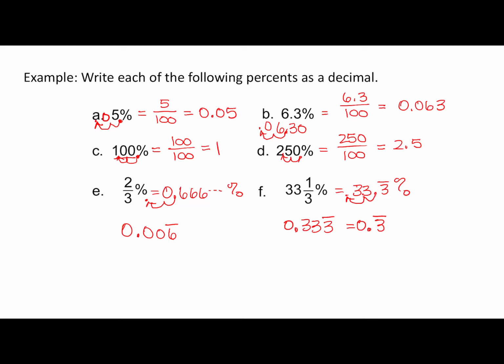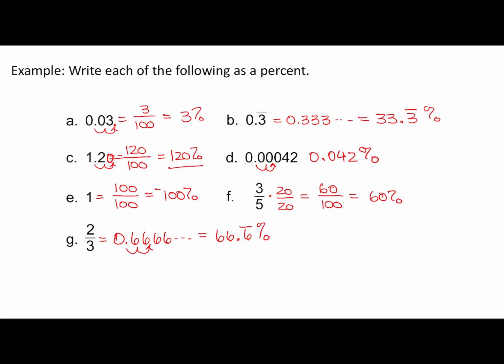All right, so to convert from a percent to a decimal, you want to think about moving your decimal place 2 places to the left. To convert the other way from a decimal to a percent, you're going to think about moving your decimal place 2 places to the right. I'm going to let you try a problem and then we'll do some more examples.